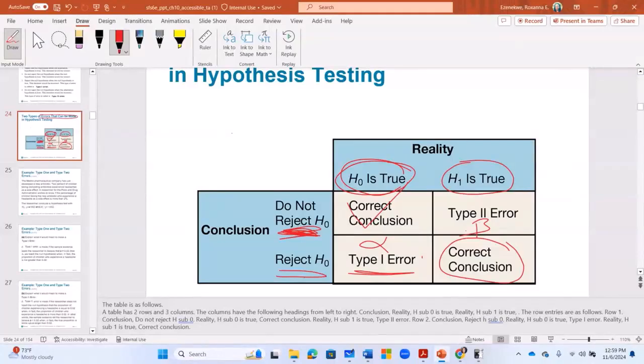And type 2 error is not rejecting the null hypothesis when it's false. Type 2 error, beta error, is not rejecting the null hypothesis when it's false. If you do not reject the null hypothesis when it's actually false, it's a beta error. Okay, so we're going to start doing examples now after this. All right.